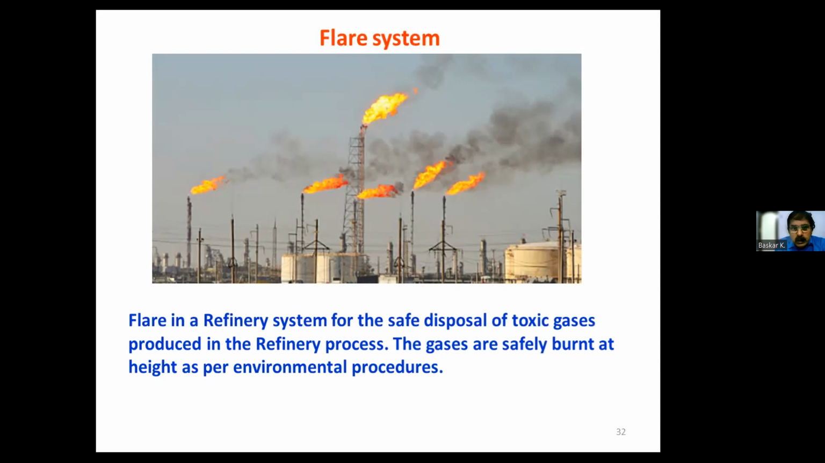So I told you that we are adding H2S and sulfur dioxide, SO2, CO2. We can extract the product up to a certain level only, and other products we cannot export. We have to safely dispose of them, right? Toxic gases produced in a refinery process are burnt in a flare system at different heights, depending upon the environmental procedure in that location.